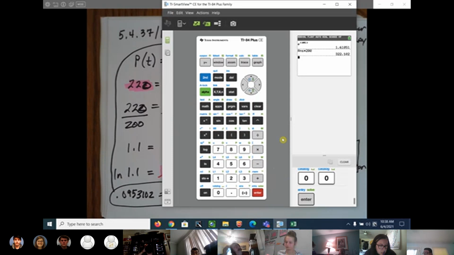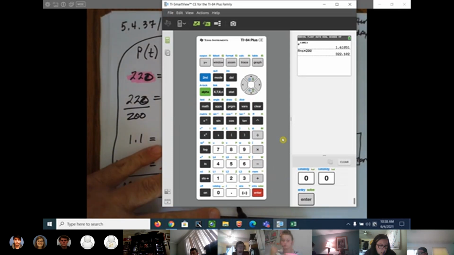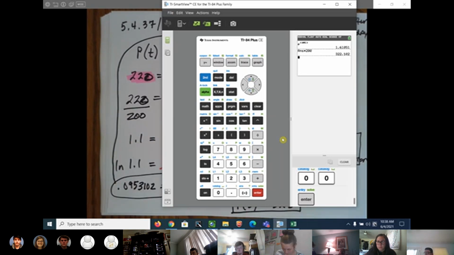$322.102. So after 5 days, you're going to have 323 bees. 323 bees. I don't know if they're going to round up or not. So let's see what we got. Let's see what the directions say.